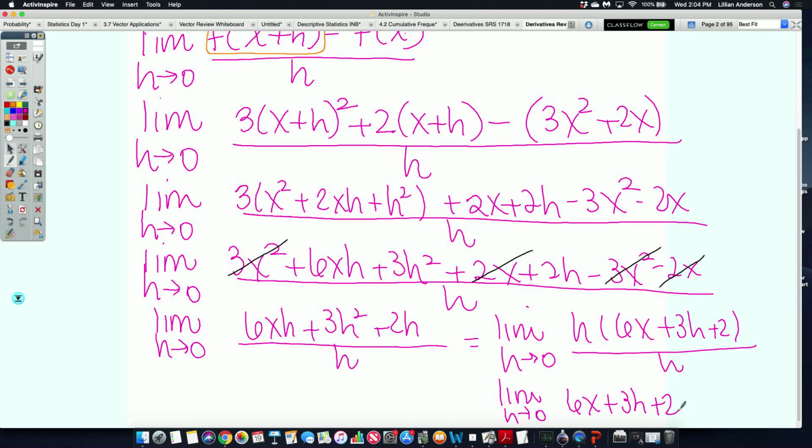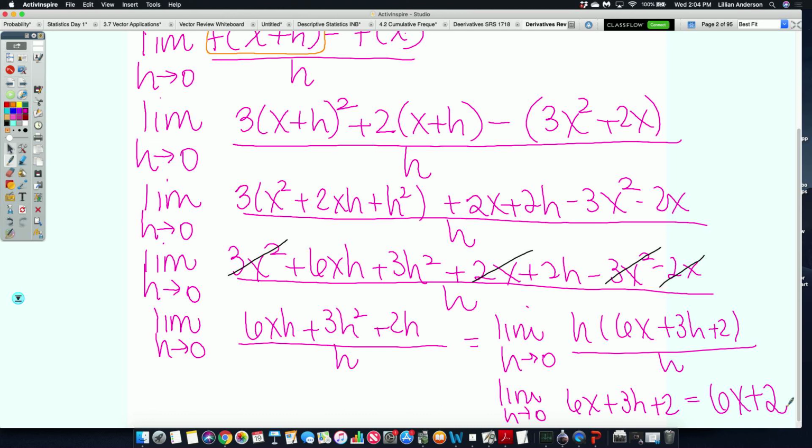And now I can evaluate the limit as h approaches 0. Because before, if I try to plug in 0 for h, I would get 0 over 0, which you cannot have. But now if I plug in 0 for h, what am I left with? 6x plus 2. And 6x plus 2 is the derivative of 3x squared plus 2x.